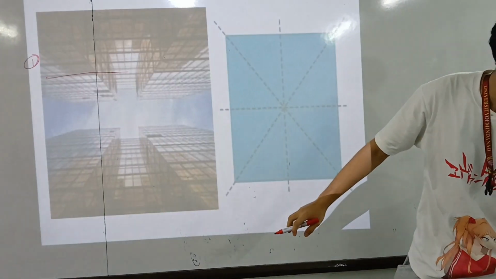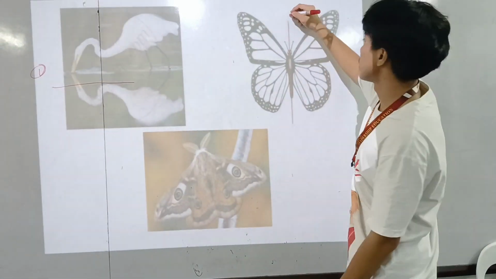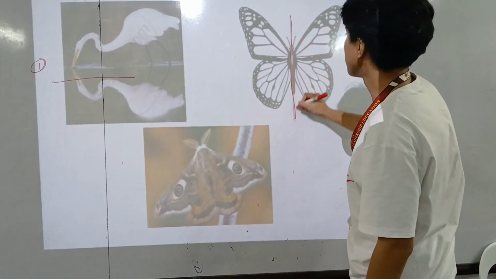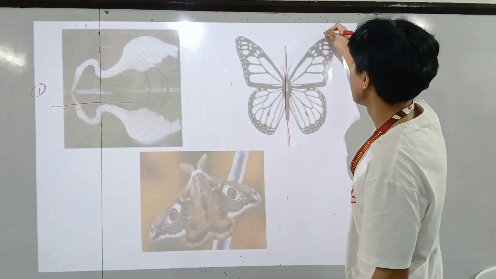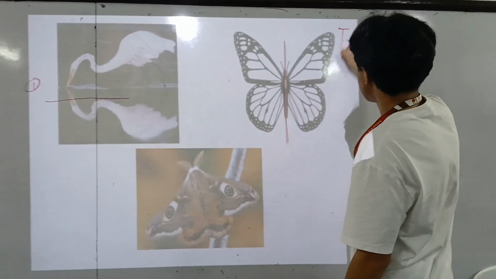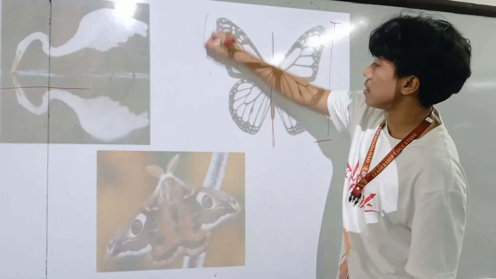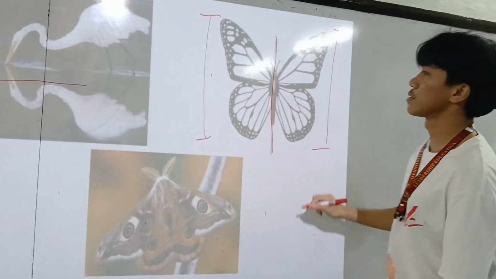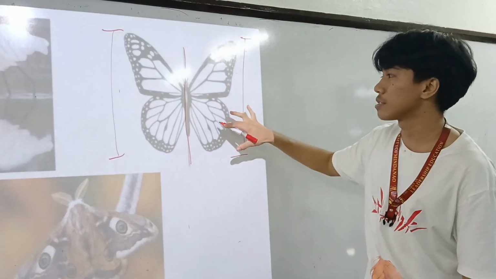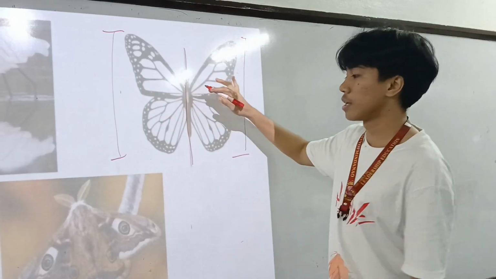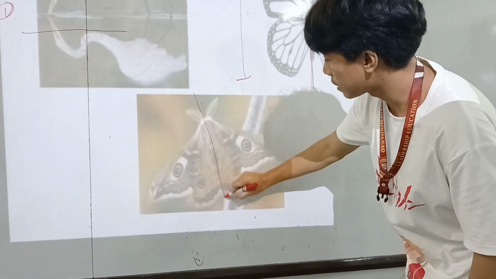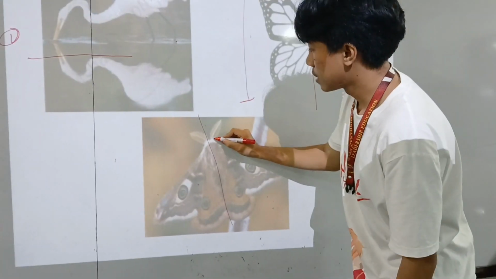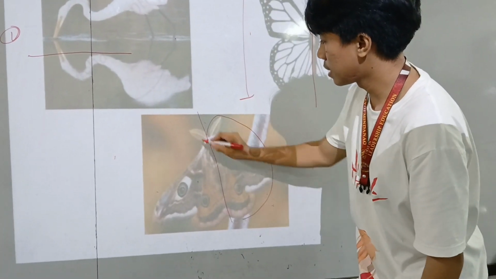Same as this one. If this butterfly is cut in half, we have this side and this side, equal on both, so that's why we call it reflectional. Same here, if this moth is cut in half like this one, it has the same sides.